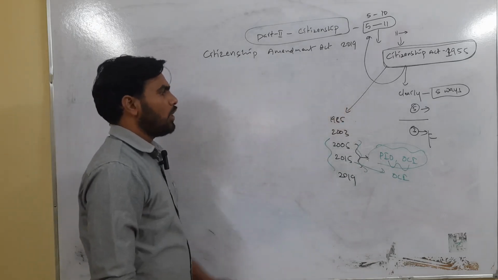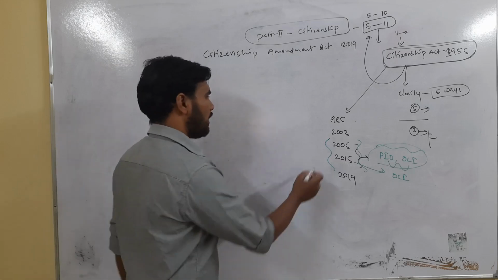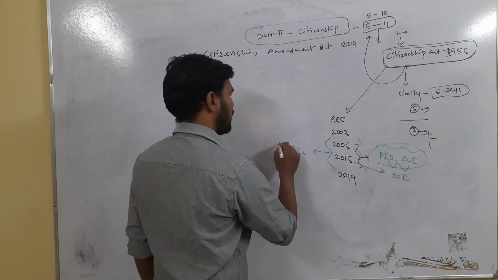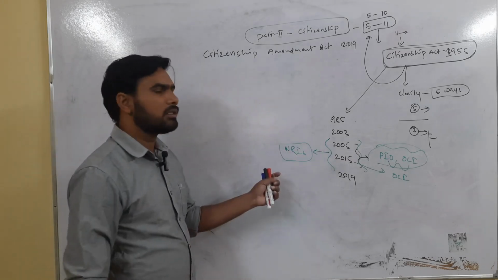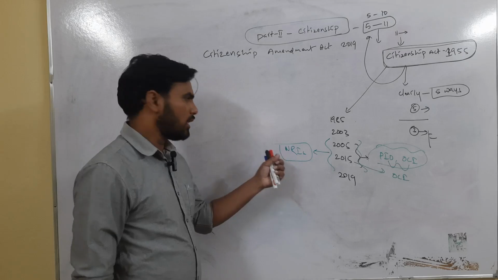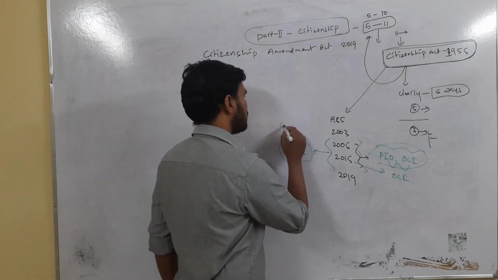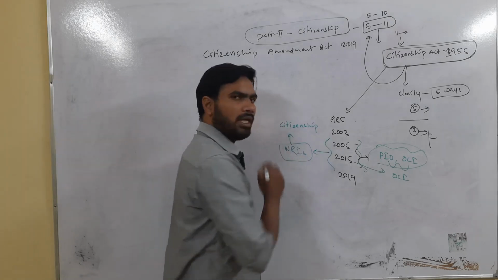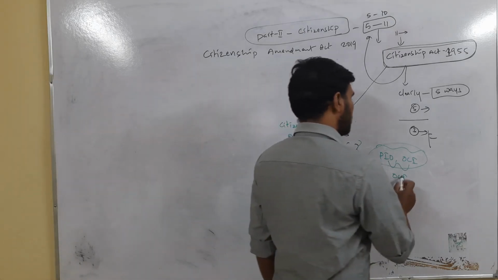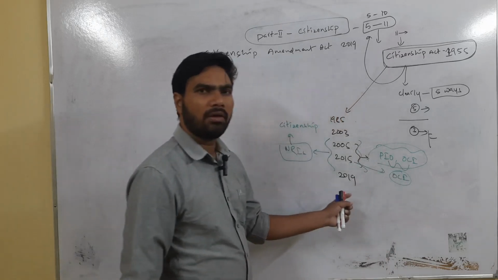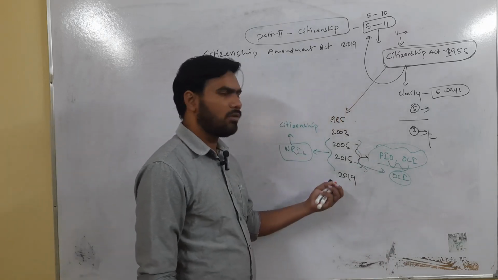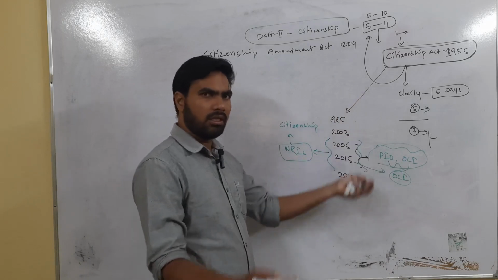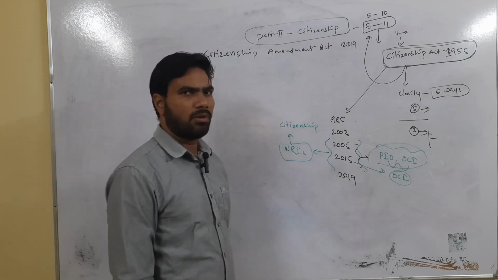Do not confuse these people with the other category of people, NRIs. NRIs means non-resident Indians. These NRIs still have the citizenship of India. They have Indian citizenship, whereas overseas citizens of India do not have Indian citizenship. They have the citizenship of the country where they are living or any other country. That is the major difference. You have to remember this.